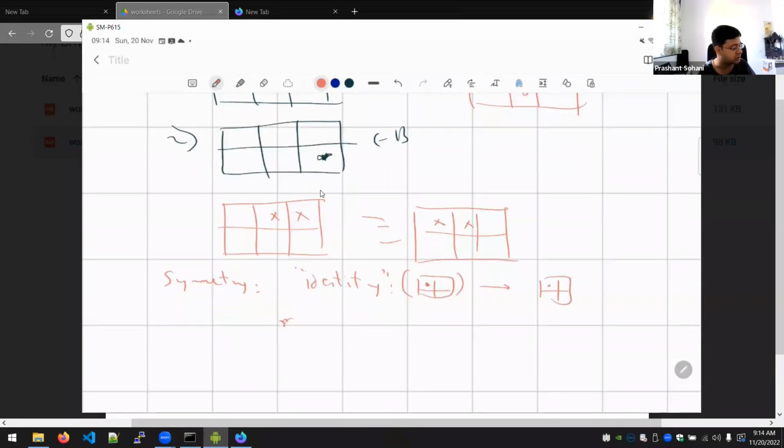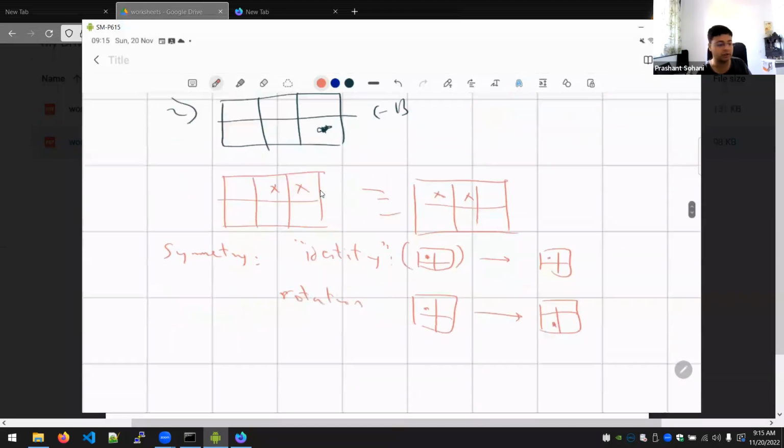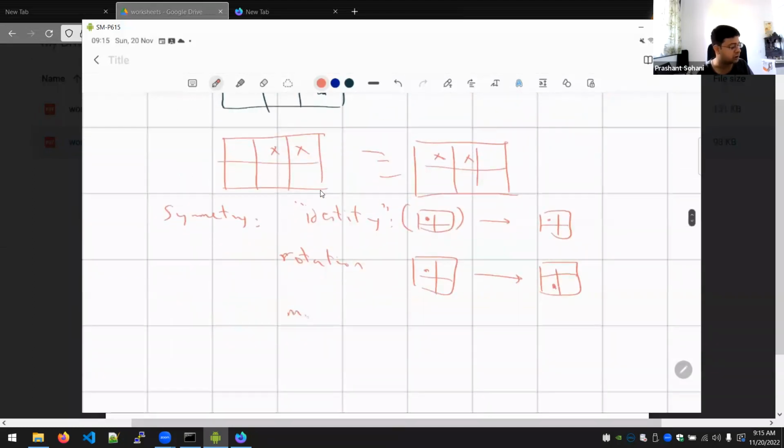You can have rotations. Rotation by 90 degrees, for example, let's say counterclockwise rotation, will rotate it like this. You can have mirroring, so mirror in X or Y. Mirror in X might look like this, this will become this. And mirror in Y will flip it into this.